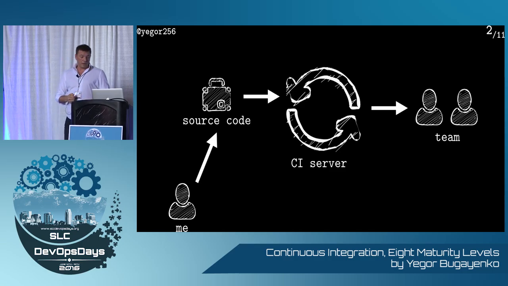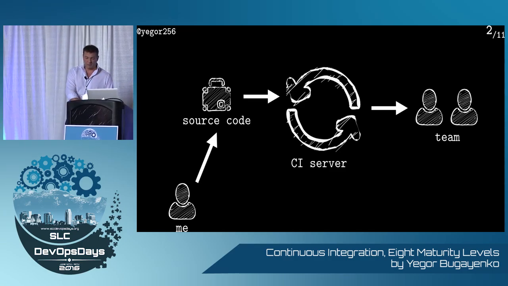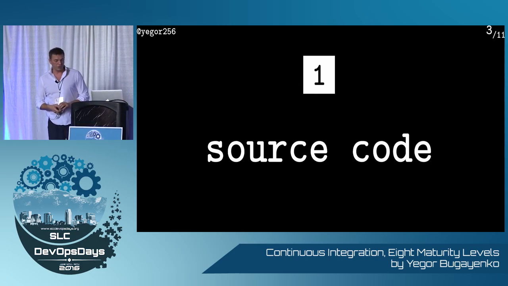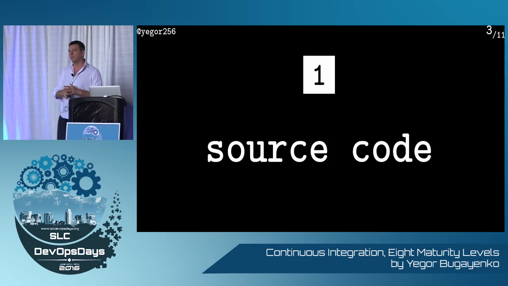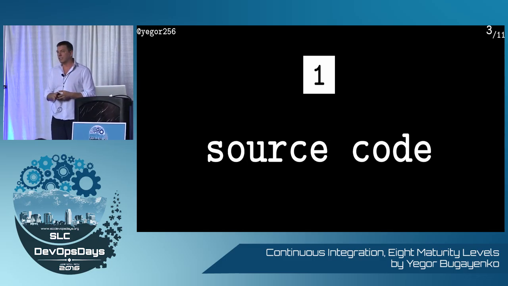Okay. So there are 8 maturity levels, which I observe in my projects. The first one is when you just have the source code and you don't have anything else beside that. That's how all programmers usually start. You just open a directory on your computer, put in some, let's say, Java files, and that's all you have. And how many of you actually write Java code?